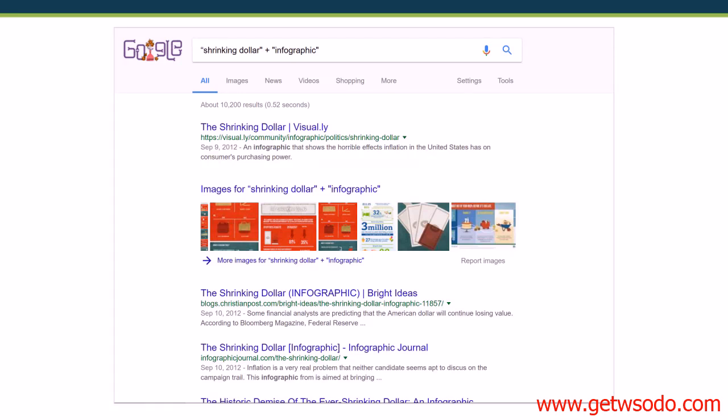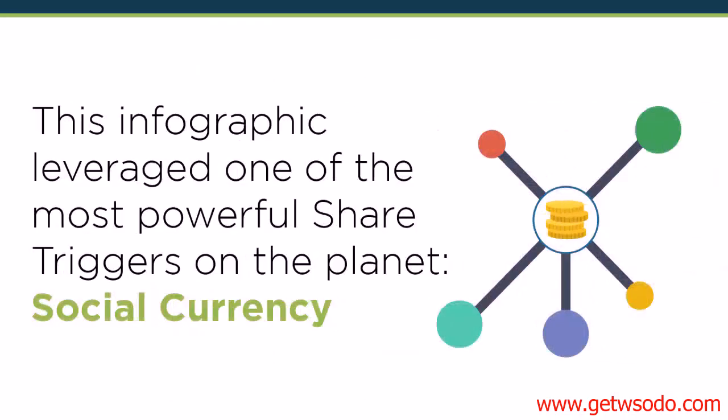So why did this infographic do so well? Well, it's because the infographic leveraged one of the most powerful share triggers on the planet, social currency. Now, we already talked about the power of social currency in the first lesson from this module. But as a quick recap, social currency basically says if sharing something makes you look good, you're more likely to share it. And that's where infographics come into play.